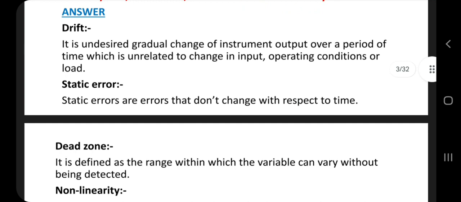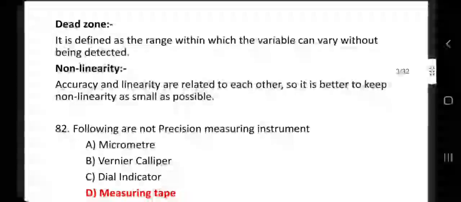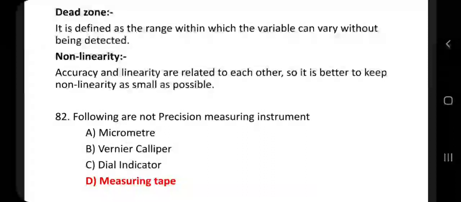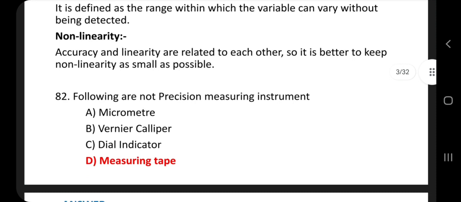Static errors are errors that don't change with respect to time. Next is dead zone. It is defined as the range within which the variable can vary without being detected. Non-linearity. Accuracy and linearity are related to each other, so it is better to keep non-linearity as small as possible.